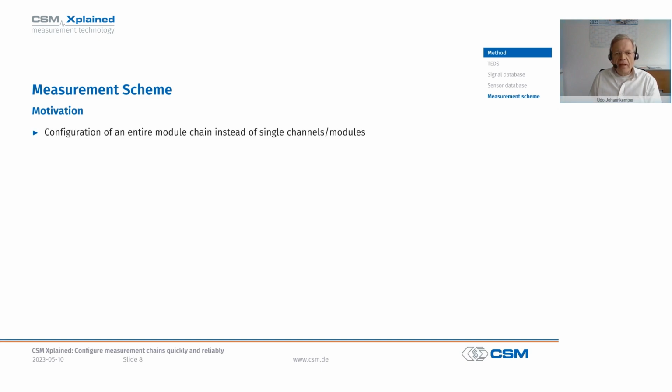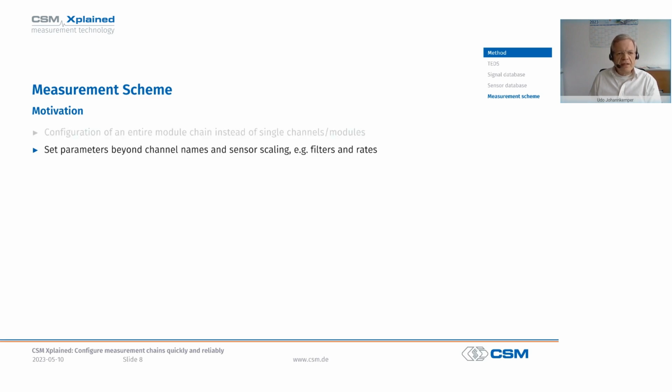Schemes combine the individual signals of a measurement chain into an overall list. Besides scalings and sensor supply parameters, other parameters like rates, filters, module type, input numbers, etc. are also included. How does this work in CSM config? Let's explore the structure from the result.